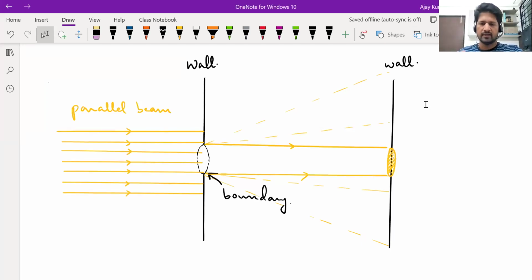Let us now understand how we can explain this observation that when a parallel beam of light passes through a gap in a wall, it diverges. Now, a parallel beam of light, as we have just discussed, has a planar wavefront. On screen, which is a two-dimensional surface, the wavefronts look like lines. So this is one wavefront. All points here will be in phase with each other.